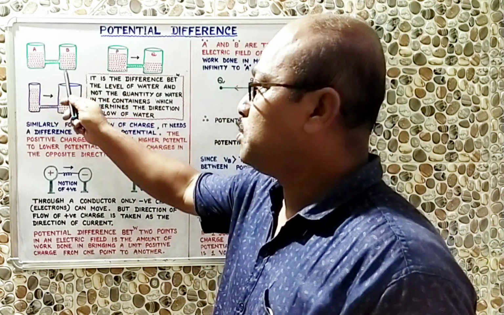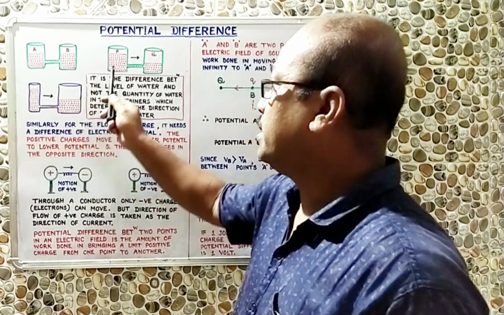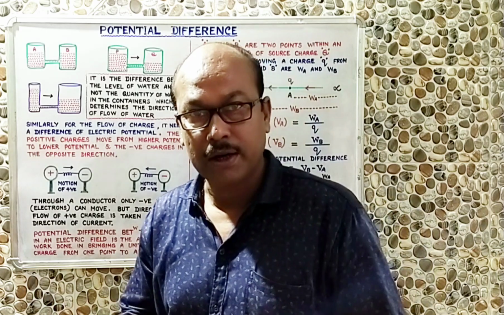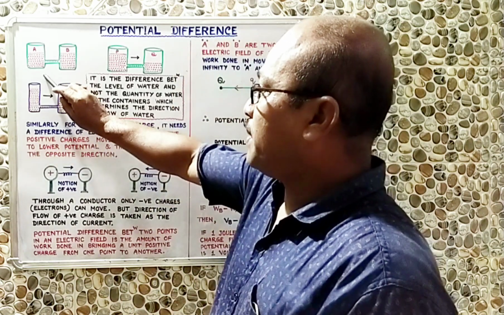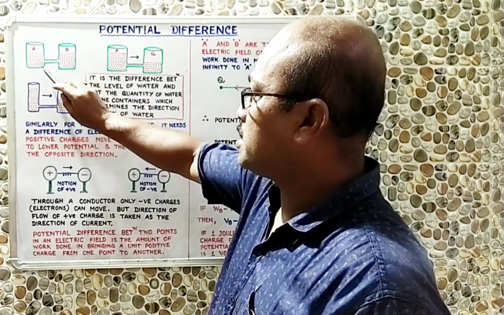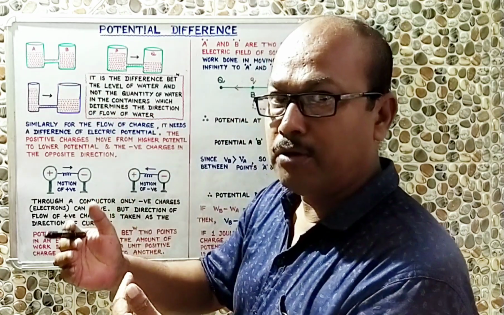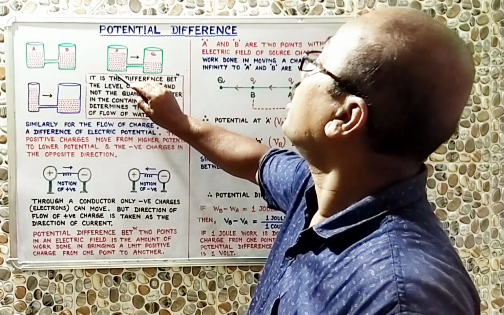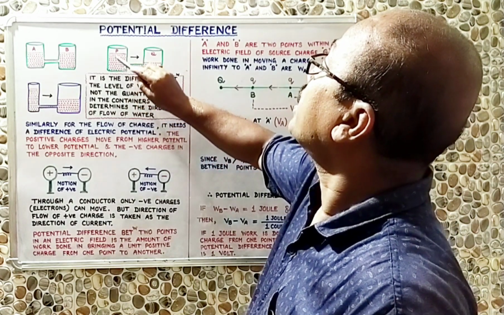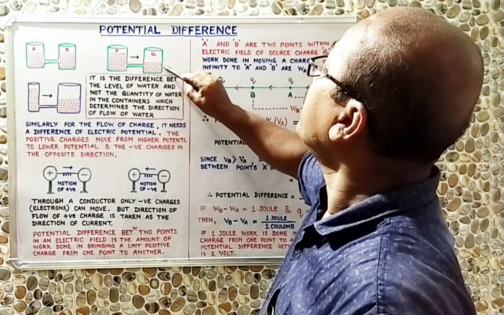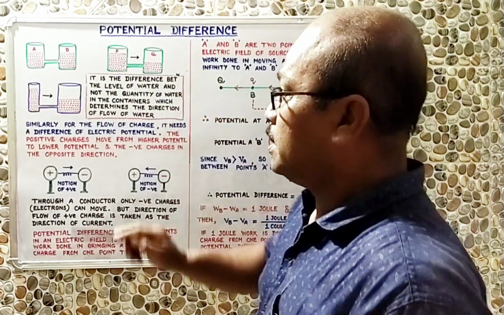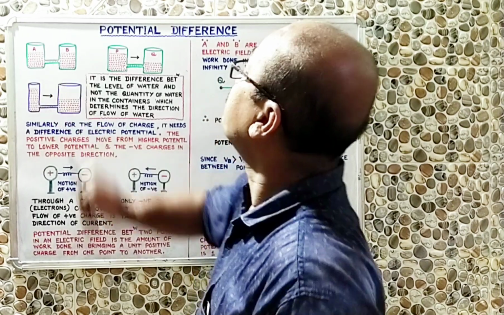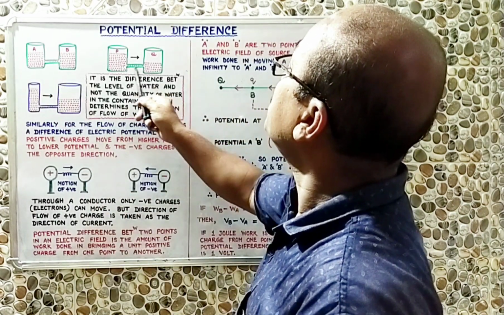We can see here two containers filled with water. These are the two containers filled with water, and these are also two containers filled with water. In this first diagram, A and B are the two containers where the height of water, that is the level of water, is equal. In the second diagram, we have seen in the container P, the height of water level is high, and here the height is less.